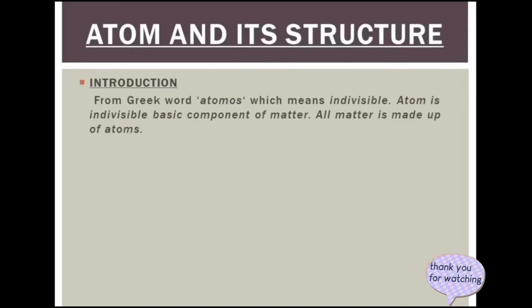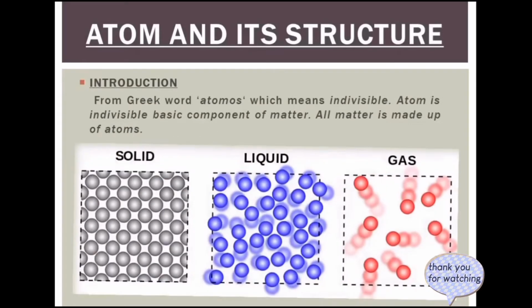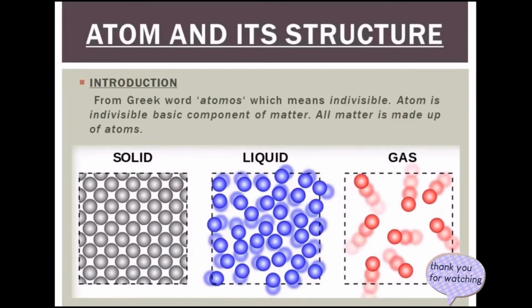Now what is matter? Matter is a material substance that has mass and occupies some space. Matter has three states: solid, liquid and gases. So all the substances, that means solids, liquids and gases, are made up of atom. We can say that atom is the basic unit of matter.